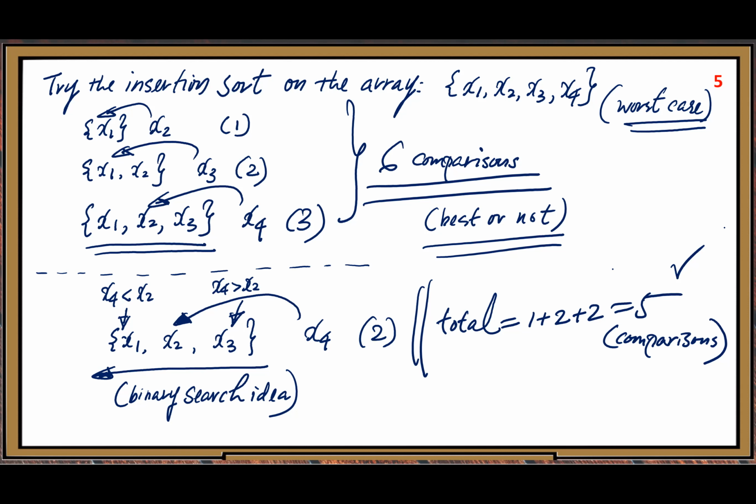After we get this 5 comparison solution, another question. Can we do better than this 5 comparison solution? Can anyone use 4 comparisons to sort a given array with 4 elements?